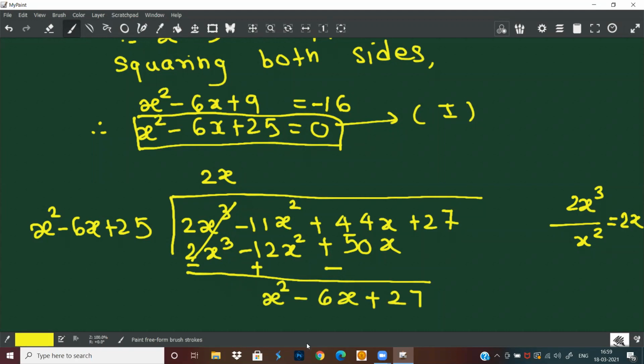Whenever these powers are the same, go on dividing. This power has to be more than or equal to the power of the first term of this. So x square upon x square gives me 1. Yes, superb. So multiply, and you get x square minus 6x plus 25.